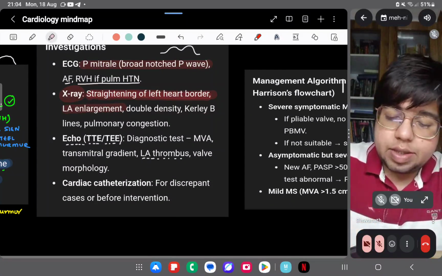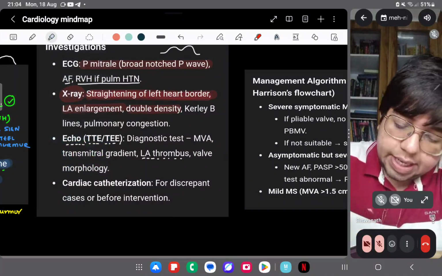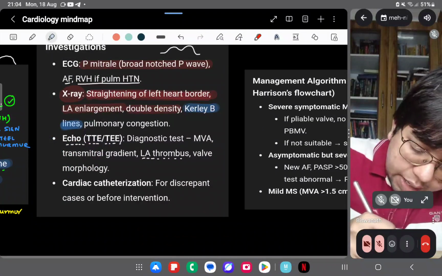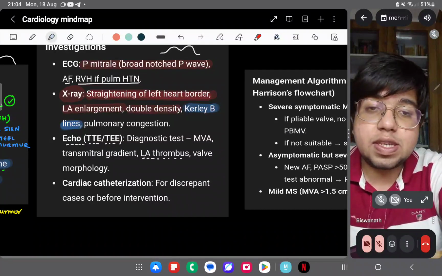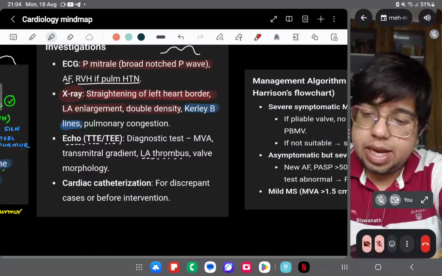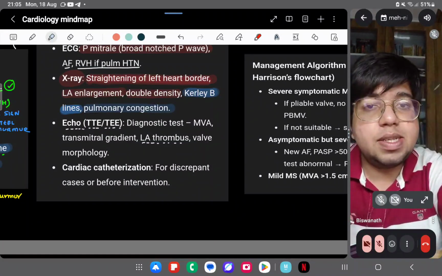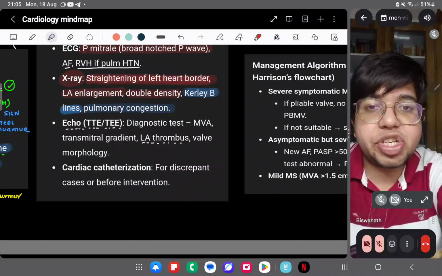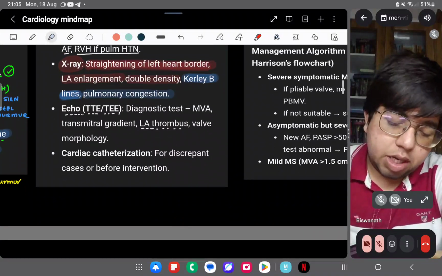Left atrial enlargement will be seen. There will be double density. There are classical Kerley B lines associated with this condition as well. Pulmonary congestion will obviously be seen because there is pulmonary edema and congestion. So you can very well make out with CXR, but what is the diagnosis of choice?